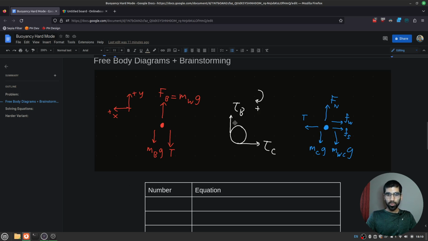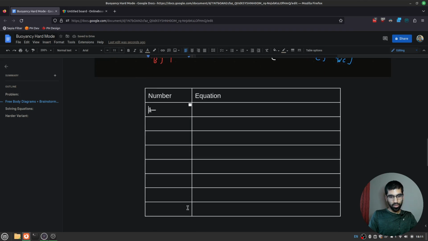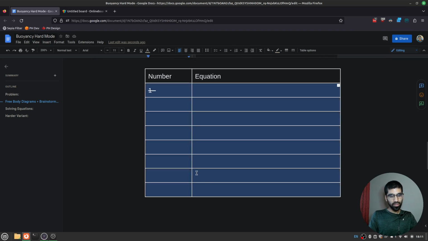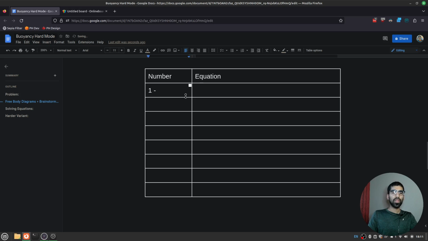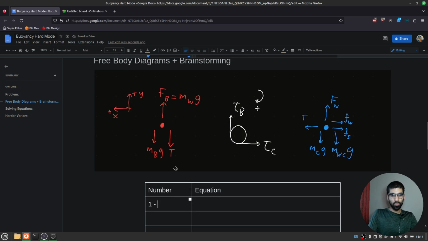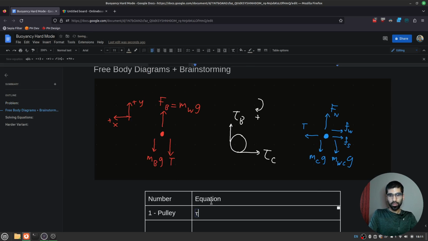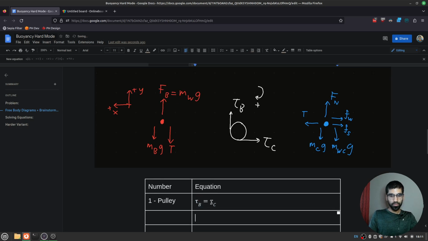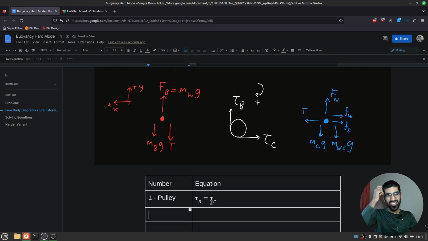So I'm going to start off with the pulley because it's the simplest. As I said, no motion occurring, both these torques are the same on both sides. So I'm just going to put in equation 1. Let's not cross out what I'm writing. How do we do that? Alt Shift 5, there we are. Equation 1 for the pulley. Quite simply, we have the torque from the buoy is the same as the torque from the cube. And we are done. That wasn't too bad.